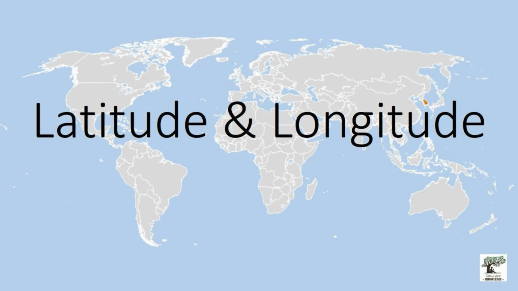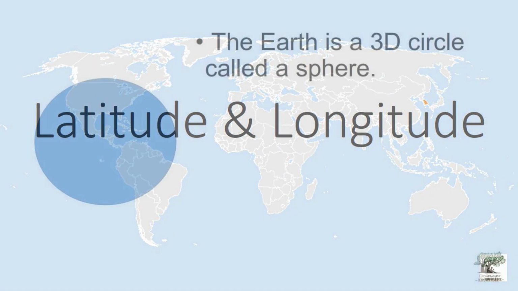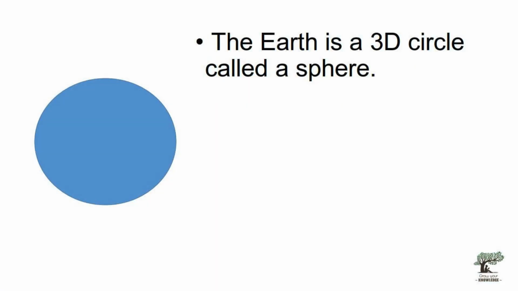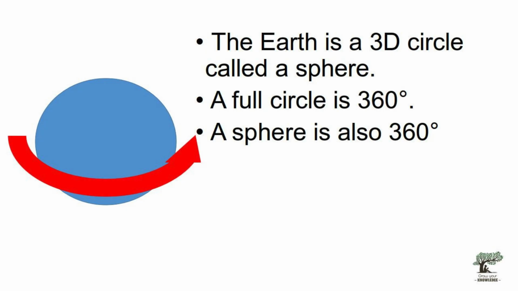In this video, we will be looking at latitude and longitude. The Earth, as we know it, is in the form of a 3D circle shape, which is called a sphere. A full circle is 360 degrees. Just like that, a sphere is also 360 degrees in total.